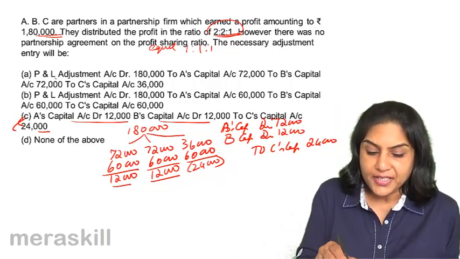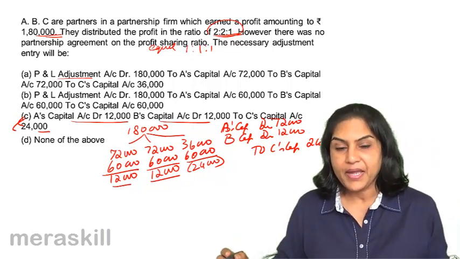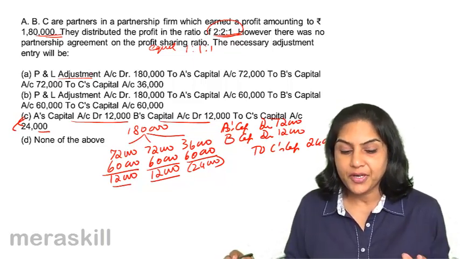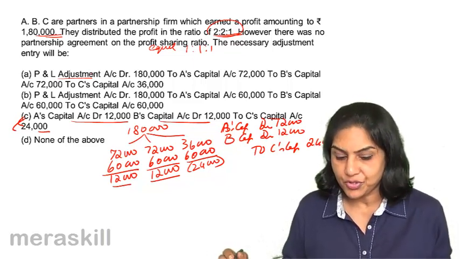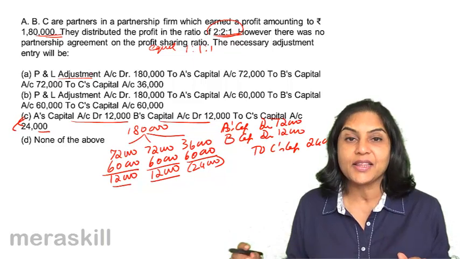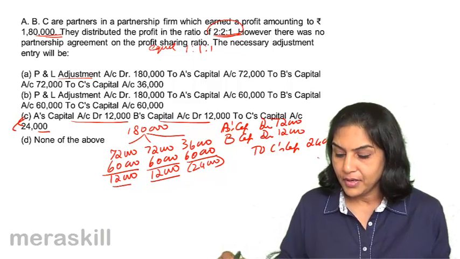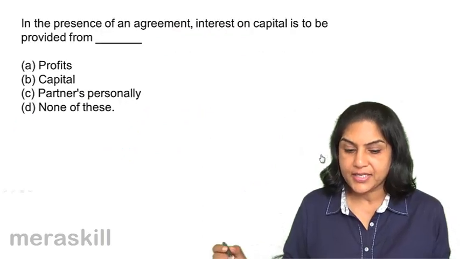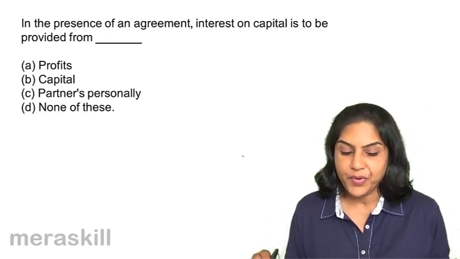Mind you, in this context, profit and loss adjustment account is the account we prepare when we need to pass some rectification entries after finalization of the accounts. But in this case, we could make an adjustment in the capital through the capital accounts of the partners. Correct answer C option.